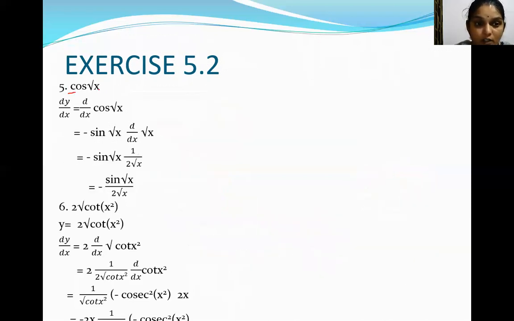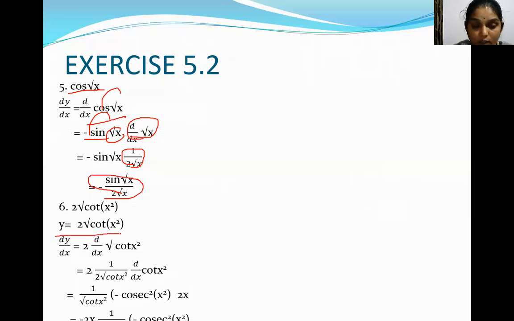Then cos of root x. d by dx of cos root x. The derivative of cos is minus sin of, the root x you keep as it is, into d by dx of root x. What is the derivative of root x? 1 upon 2 root x. Thus we have minus sin root x divided by 2 root x.